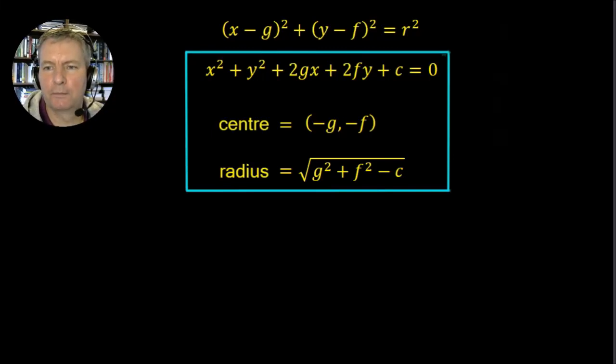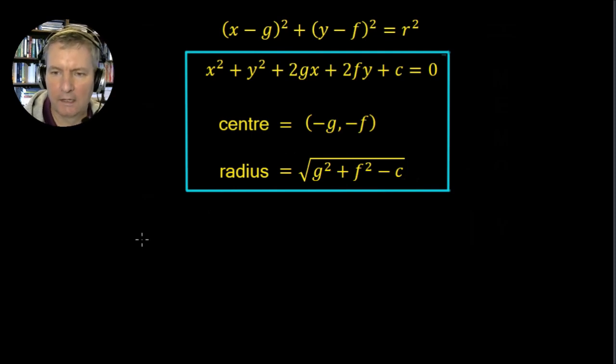So I've copied out the expanded form of the equation of a circle here, which was seen in a previous video. If you've got a circle (x − g)² + (y − f)² = r², then we can expand it out in this form here: x² + y² + 2gx + 2fy + c = 0. The centre of this circle is (−g, −f), and the radius is given by the root of g² + f² − c. Again, these things are best seen by example.